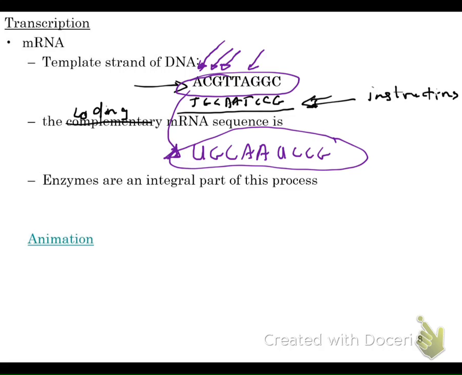Now, enzymes play a pretty big role in this. There's one enzyme in particular called RNA polymerase. This is the enzyme that breaks the hydrogen bonds, allows the DNA strand to separate, and then allows those individual messenger RNA nucleotides to come in and form that messenger RNA chain. Okay?